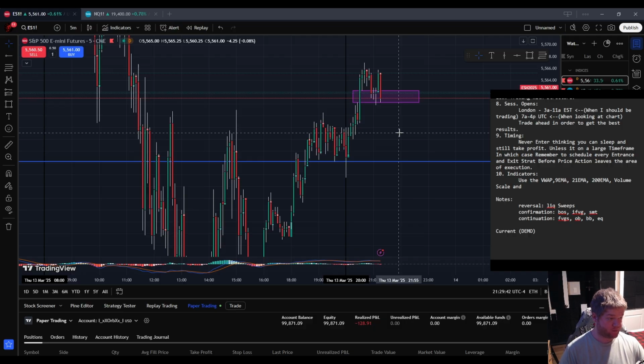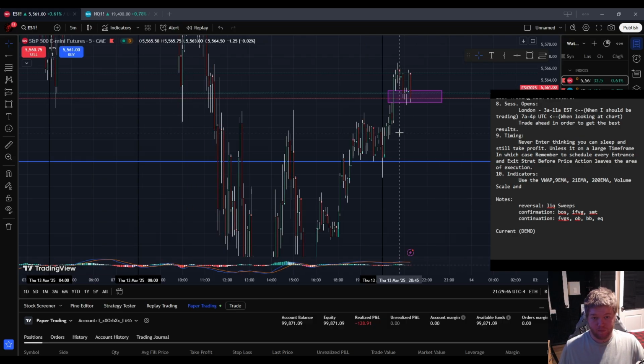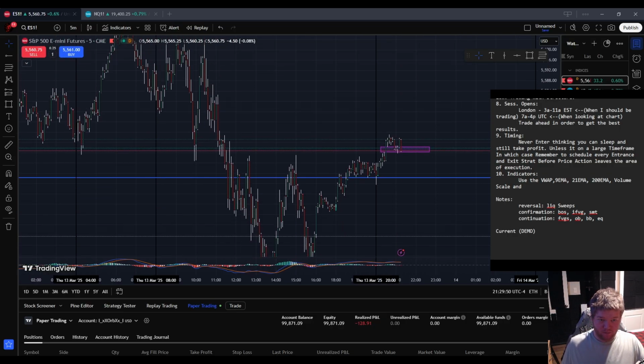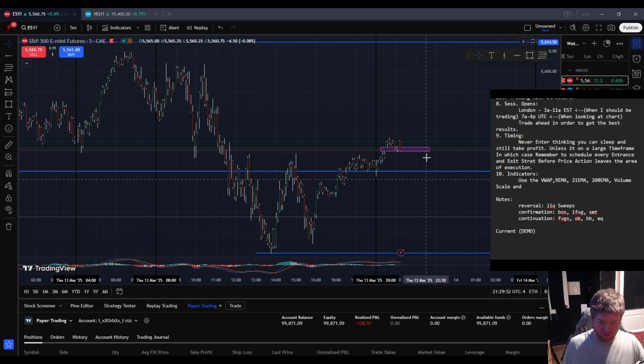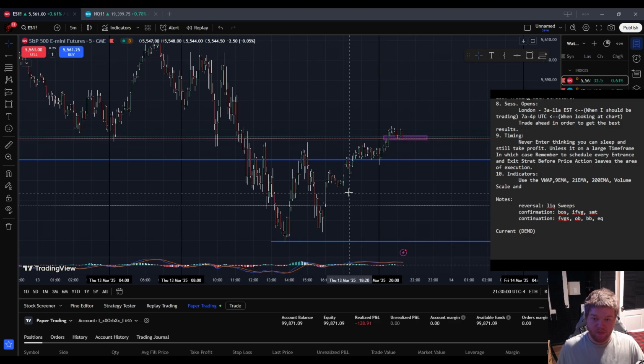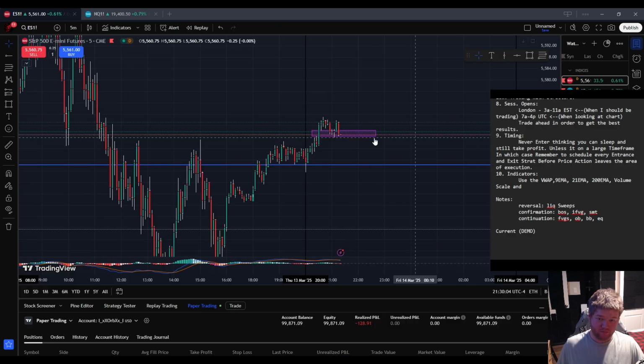That's fair value gaps, order blocks, breaker blocks, and equilibrium. Makes sense, right? Per the fair value gap, per what we have here, right? I was going to throw an equilibrium thing up there, but I don't think I have enough on this.